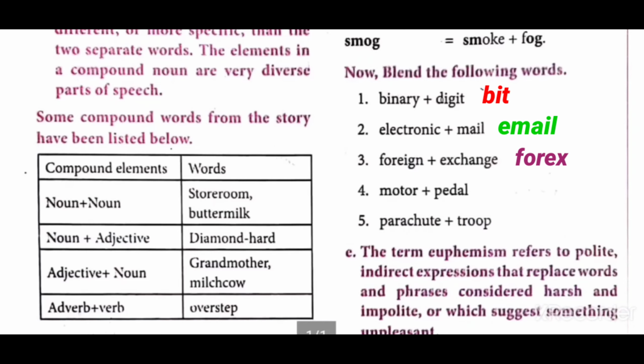And the fourth one is motor plus pedal, and the combination is moped. And the fifth one is parachute plus troop, and the resultant word is paratroop.